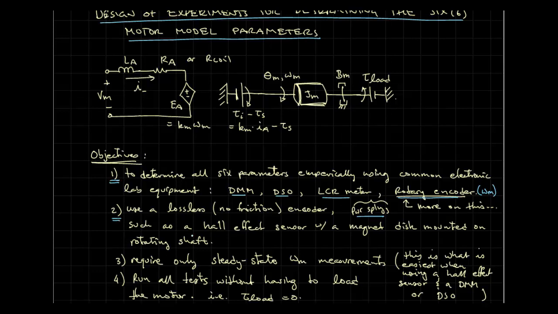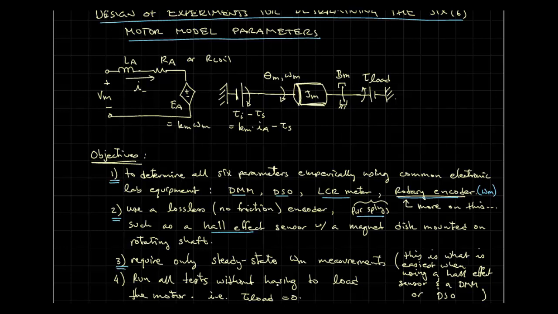Objective 2 is that I'm going to require that we use a lossless, in other words, no friction encoder, such as a Hall effect sensor with a magnet disc that would be mounted on the rotary shaft. There are lots of different encoders. There's optical encoders, but I'm going to propose a Hall effect encoder. Those of you who are actually going to run these experiments, this is what I have available for you to use, and they're pretty easy to use.